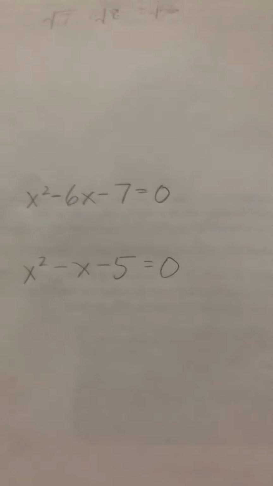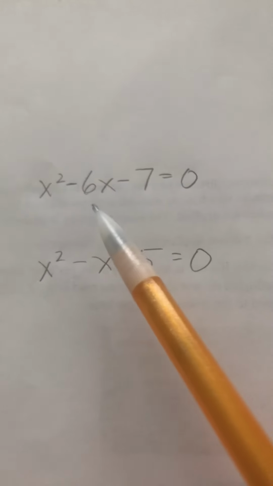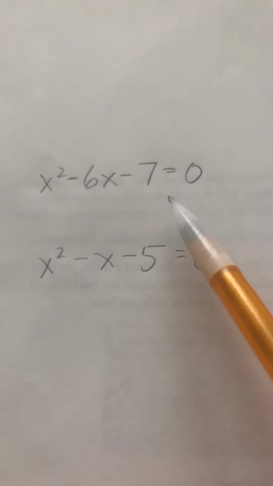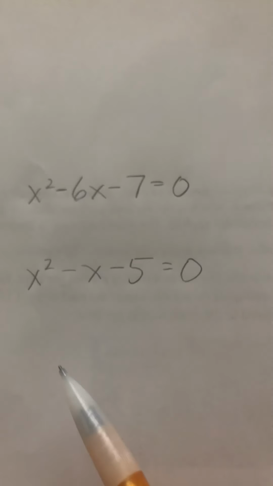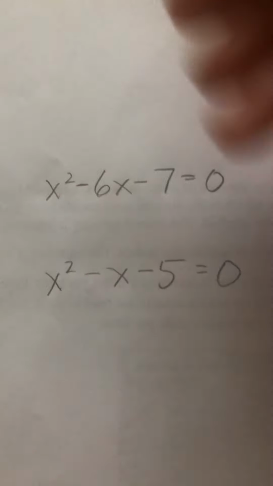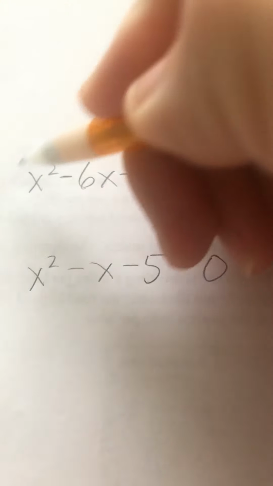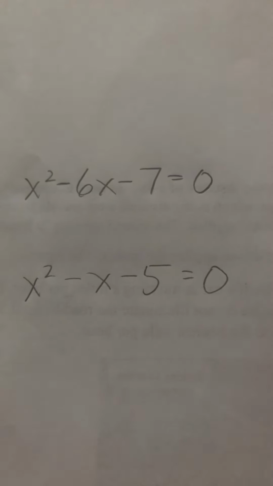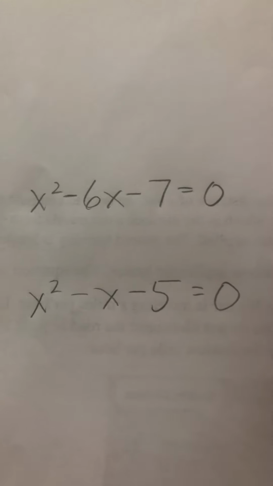So for example, if you remember two units ago, we solved degree 2 equations by factoring, okay? These are called degree 2 because they have a squared in them. They're otherwise known as quadratic equations.